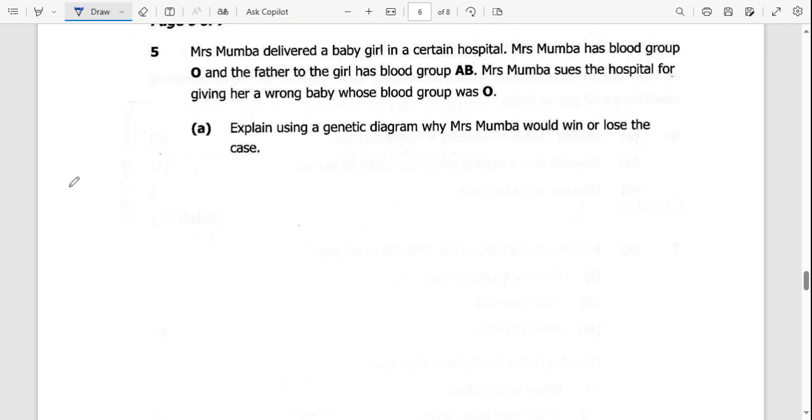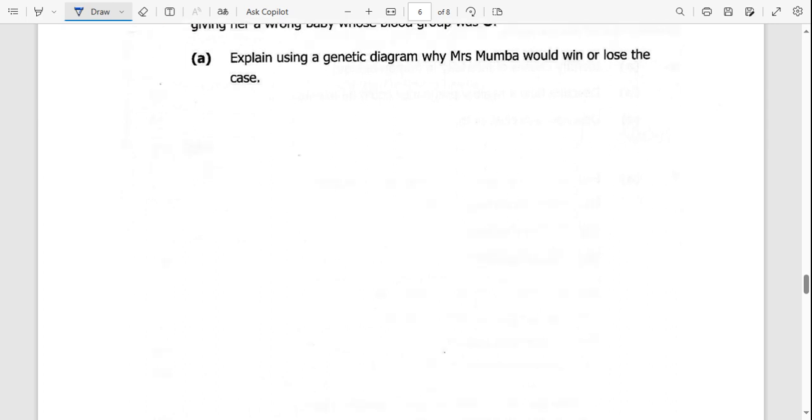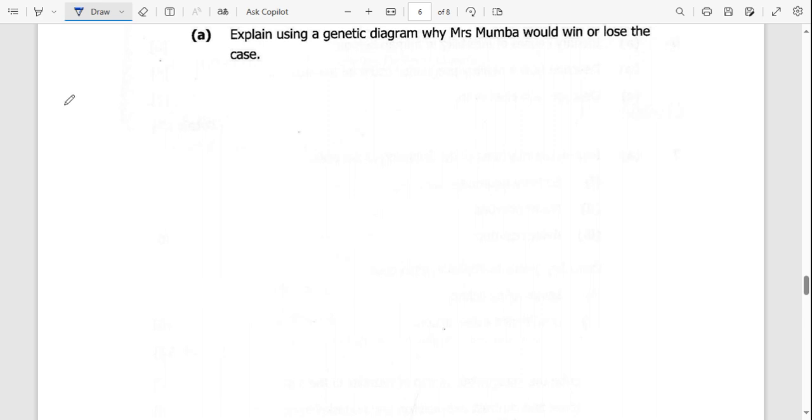So we need to look at the genetic makeup of Mrs. Mumba and the husband. Mrs. Mumba is blood group O, the husband is blood group AB. The question is, are they able to have a child with blood group O? So let's find out. Start with the phenotype. The man is blood group AB. You are crossing with a woman who is blood group O.